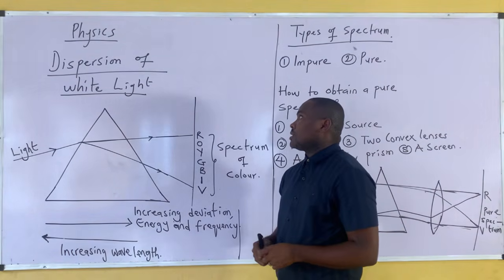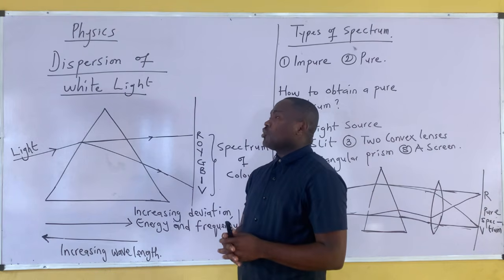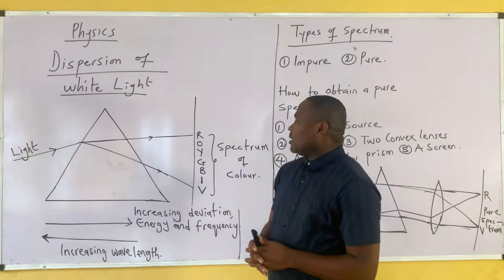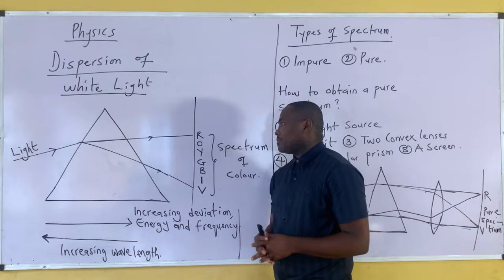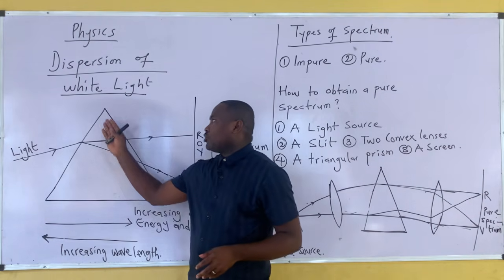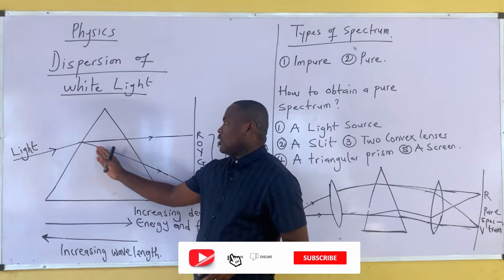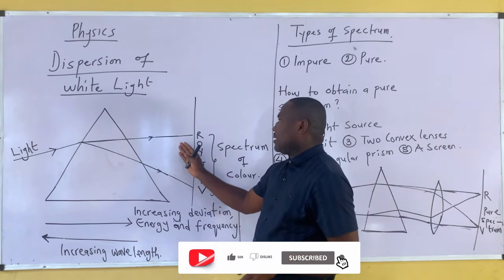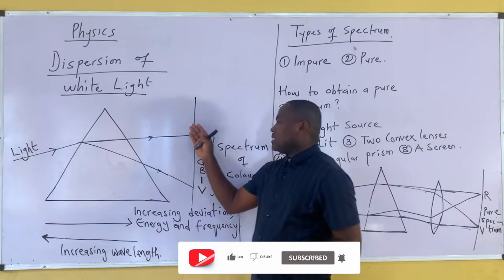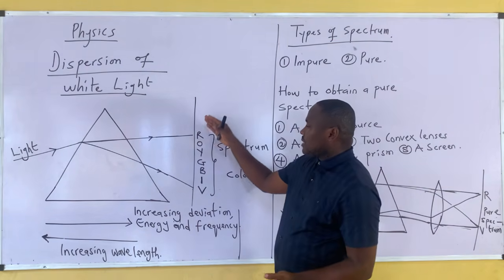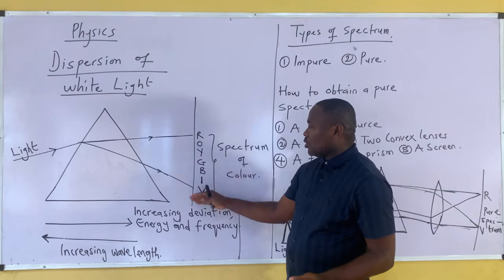Today we'll be looking at dispersion of white light. What do we have on the board? We have white light going through a triangular prism, and we can see that on refraction it has been split into various colors.